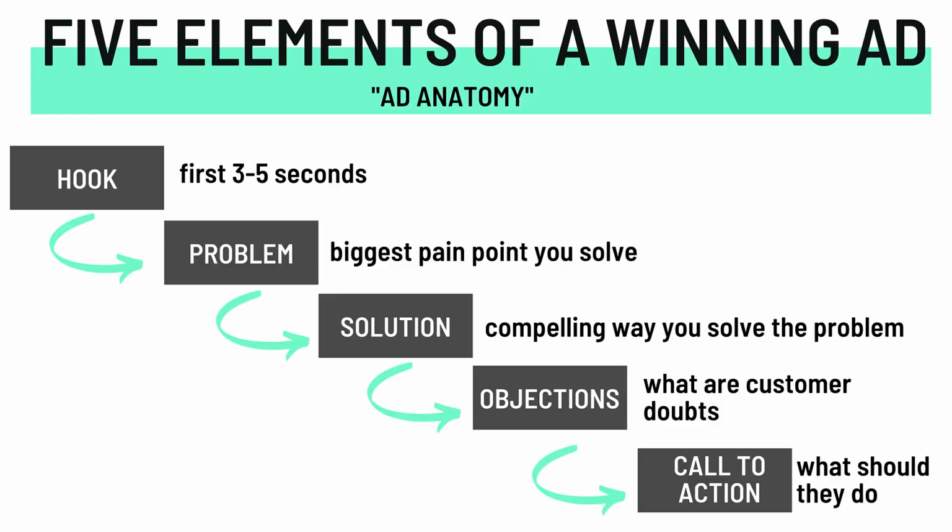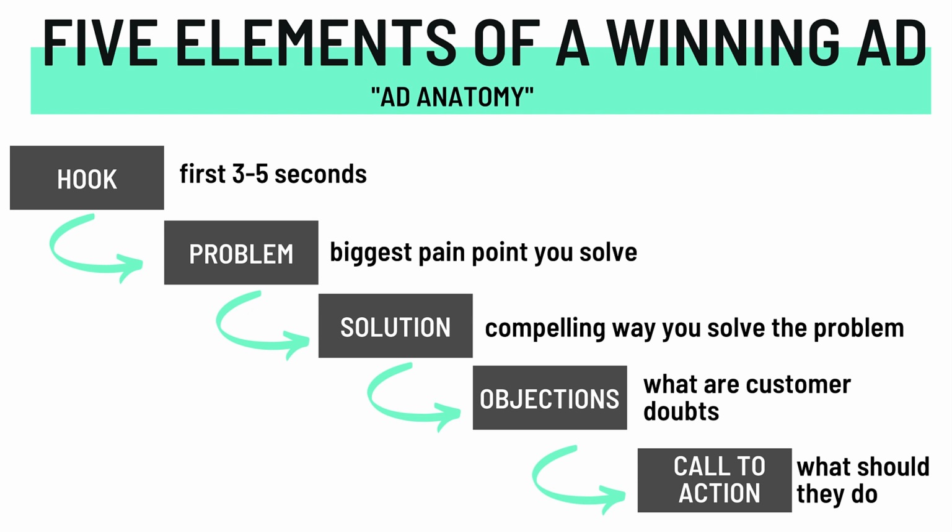So when you're creating a video ad, there's really 5 elements of a winning ad. You could call it an ad anatomy. The first and most important is going to be that hook. And this is whether it's on Amazon, YouTube, Facebook, but the benefit of the medium of video is that you can really catch someone's attention in that first 3 to 5 seconds, which is critical. So the hook's probably the most critical element.